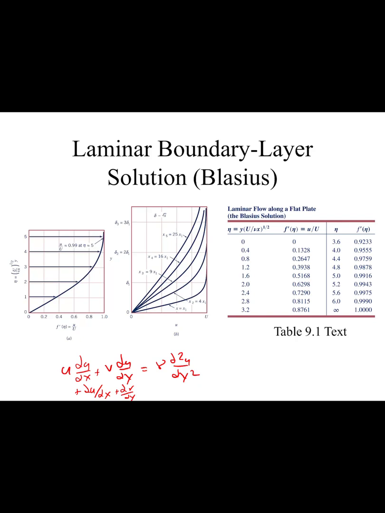And his solution that he came up with, he took this partial differential equation. This is a second order nonlinear partial differential equation. It's nonlinear because we have a product between a velocity and its derivatives. So these are the nonlinear terms of the Navier-Stokes equations. And then this is second order because of this term here. And he reduced it to a third order nonlinear ordinary differential equation.